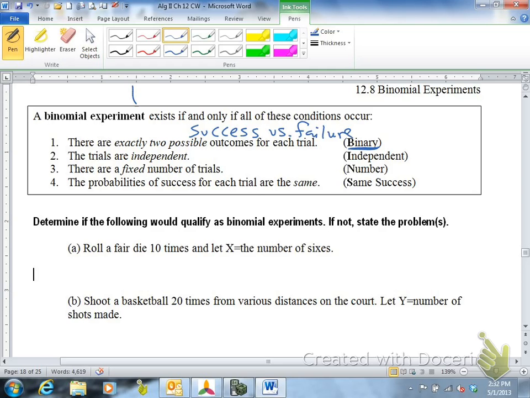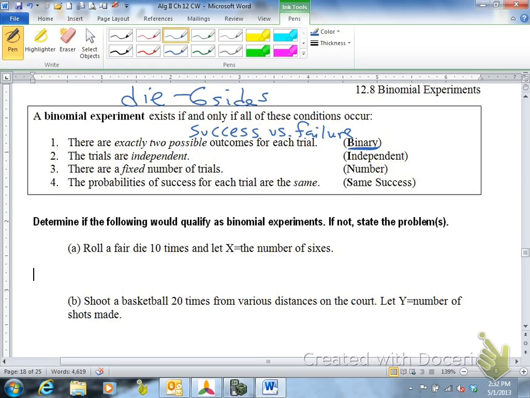So if you think about rolling a die, we'll say it has 6 sides, a 6-sided die, it's a fair die. Success and failure would be the probability of getting a 1 on the die. Success would be getting a 1. Failure would be not getting a 1. So it has success and failure.